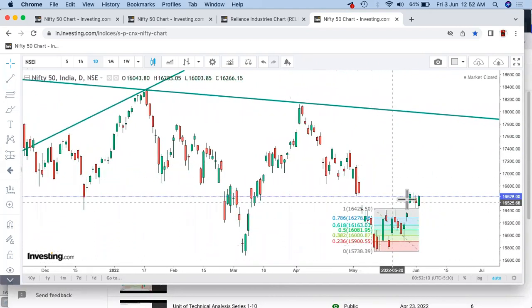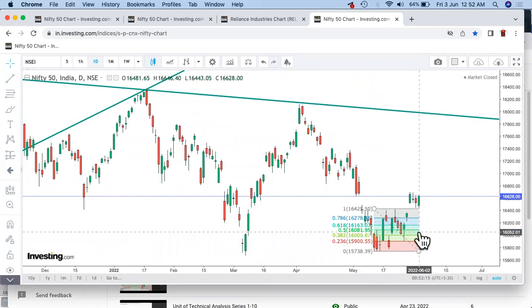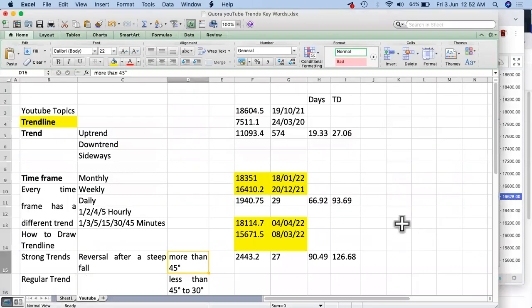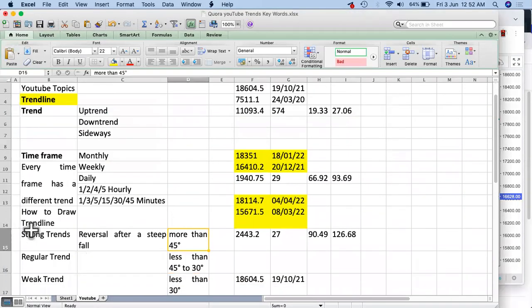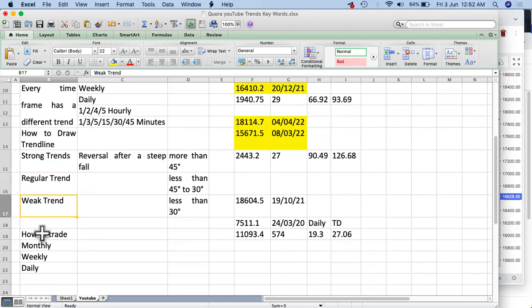Again over here, we are finding something probably weak because it hasn't given that kind of movement still now, right? So this strong trend, regular trend, is somewhere around 45 degrees. If we see that the number of points is almost equal to the daily trading points, or maybe almost double of that, till that point it can be called a regular trend. A weak trend is something which is less than that, right? Now, how to trade this?